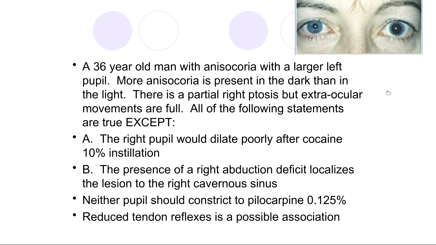So that's why they told you in the stem of the question. But you're not off the hook. Someone has to help Chantel. The presence of a right abduction deficit localizes the lesion to the right cavernous sinus. Is it true or false? And explain why.